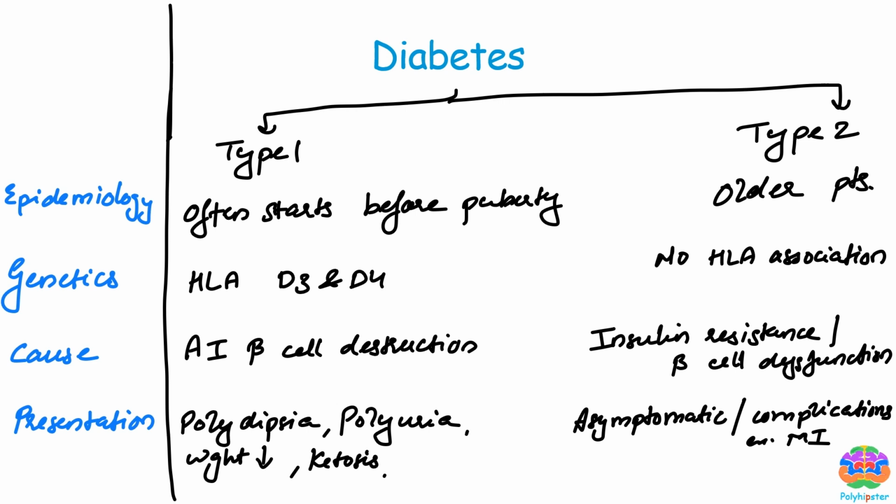Causative factors of type 1: it is mostly autoimmune in nature and is associated with beta cell destruction, whereas type 2 is seen where insulin resistance is present or beta cell dysfunction is seen. Presentation in case of type 1 diabetes: polydipsia, polyuria, weight loss, and ketosis is prominent, whereas in type 2 diabetes, it is mostly asymptomatic or it could be associated with complications such as myocardial infarction.